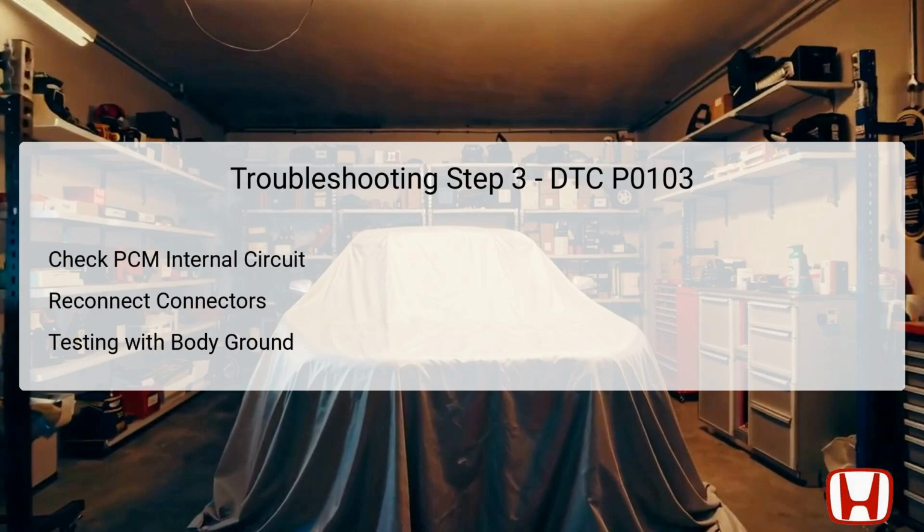In this final troubleshooting step, focus on verifying the internal circuit functionality of the PCM. Begin by safely reconnecting the PCM E80P connector to restore the electrical path. Then, like before, check for continuity, but this time between the same MAF sensor connector pin and a suitable body ground. This verification confirms whether the internal circuit of the PCM is intact.